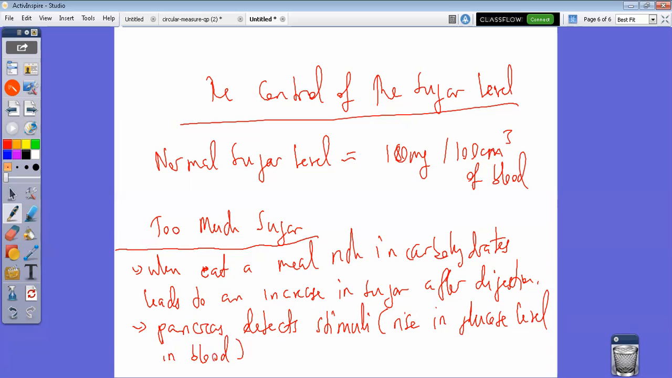Then, because it detects, the body has to come up with a corrective mechanism. So the pancreas secretes a hormone called insulin. A hormone called what? Insulin. Are we together? Secretes a hormone called insulin. Making sense?